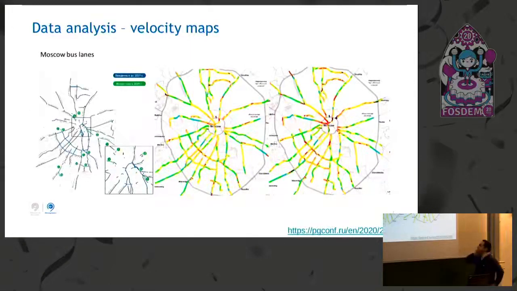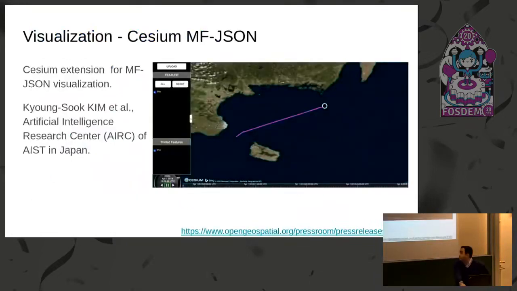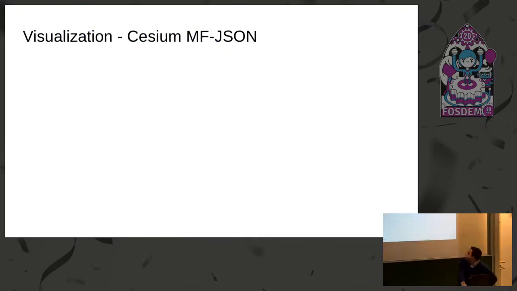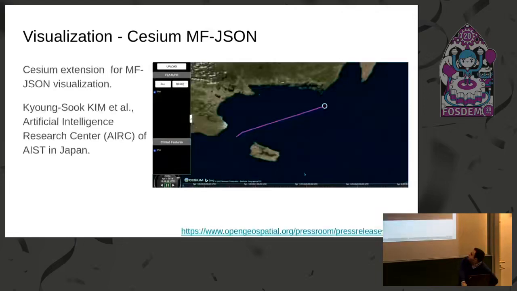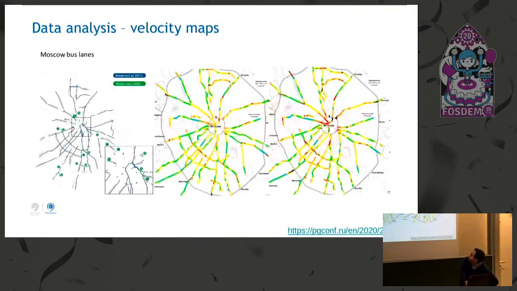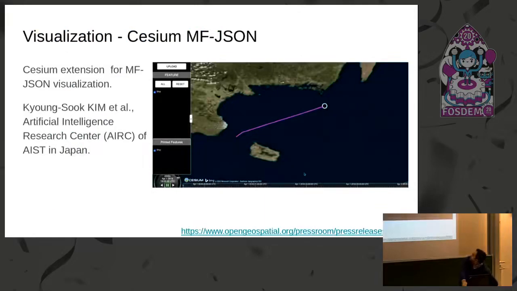This is an application done by colleagues in Moscow who use MobilityDB to work with the public transport network in Moscow, and they made these nice velocity maps basically by aggregating the spatiotemporal trajectories. Very nice visualization, if it works. Yeah, it will start moving.